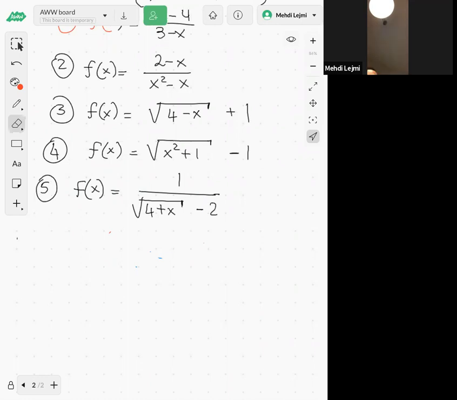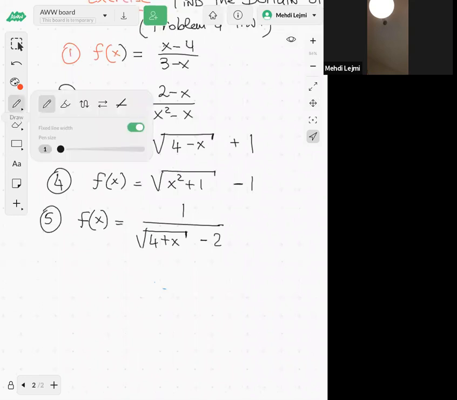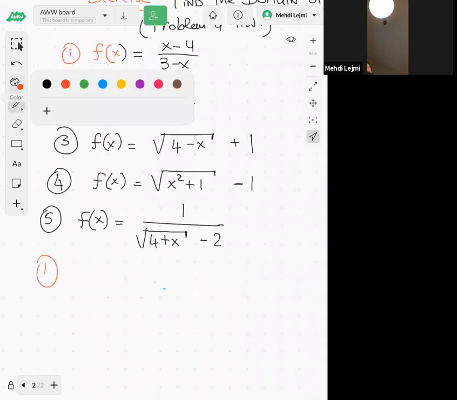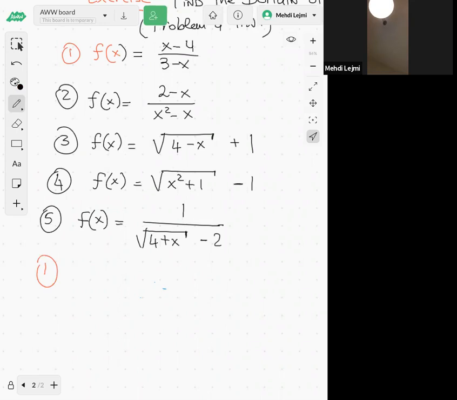Okay, so let me now go over this whole exercise before the break. So for number 1, guys, as I said, the strategy is to check if you have a division or a square root. Here we can see there's a division. So f of x is x minus 4 over 3 minus x. This is a quotient, so there's a division here.